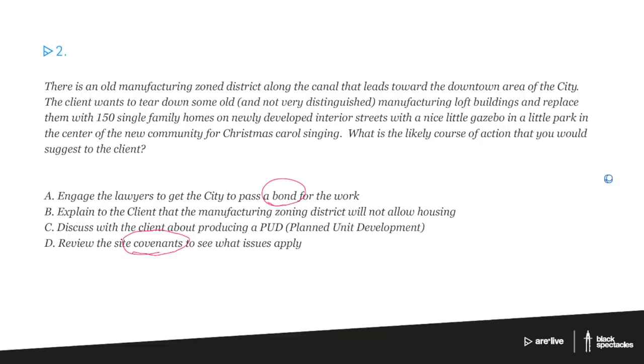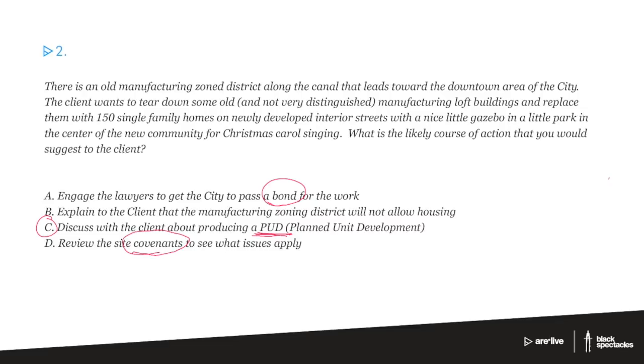Explain to the client that manufacturing zoning districts will not allow housing. Depends on the location. Sometimes yes, sometimes no, but generally that's absolutely true. But we don't really care. We don't like saying no to our clients. So the actual answer here is C, which is get ready to do a PUD.